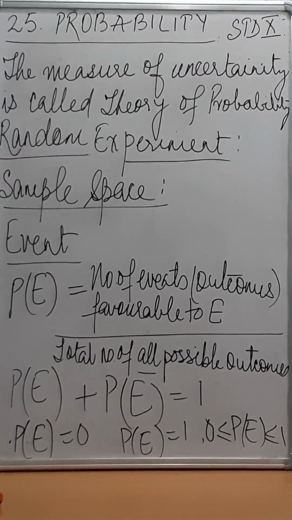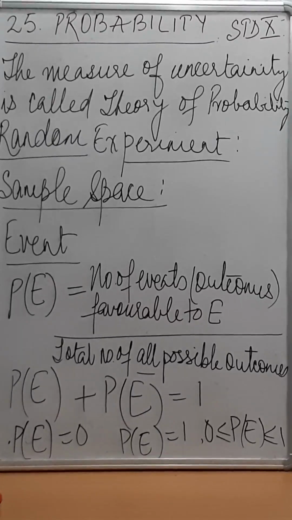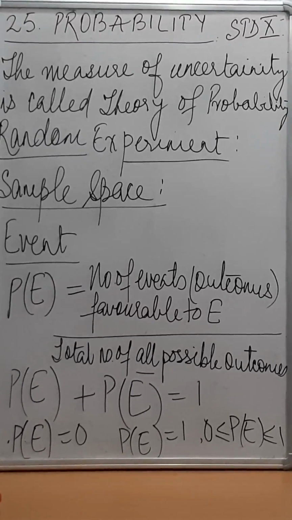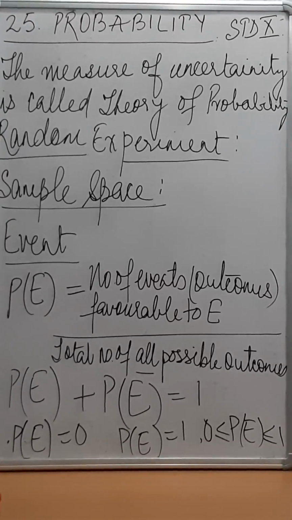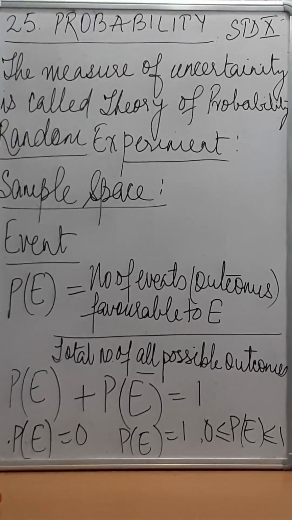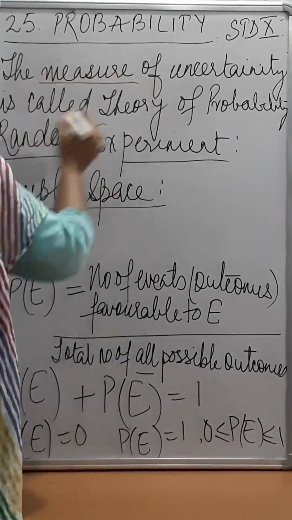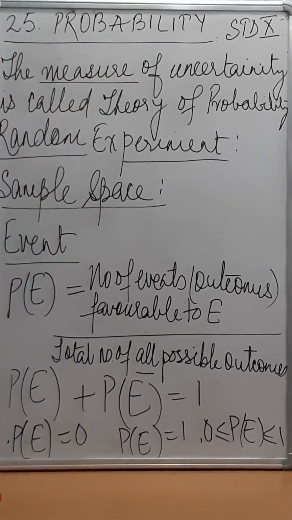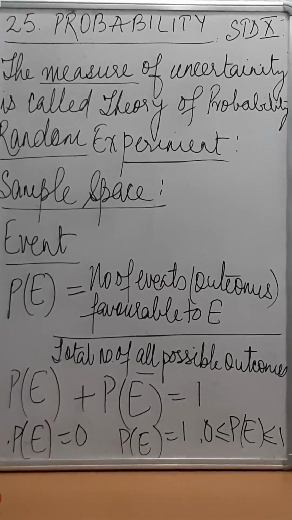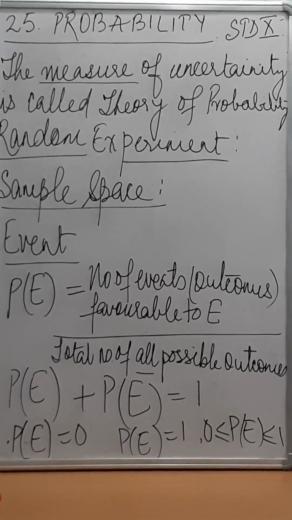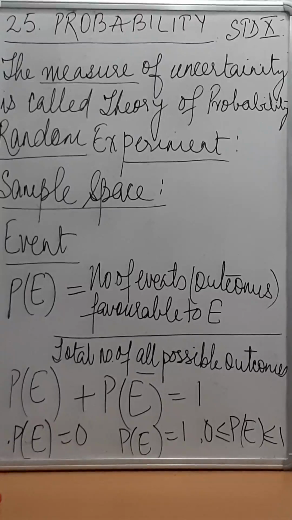All of us sometime or the other have used terms such as most likely, almost uncertain, most probably, no chance at all. All these can be studied under probability, and probability is known as the measure of uncertainty. The measure of uncertainty is called theory of probability. Probability is of great mathematical interest and of great practical importance.